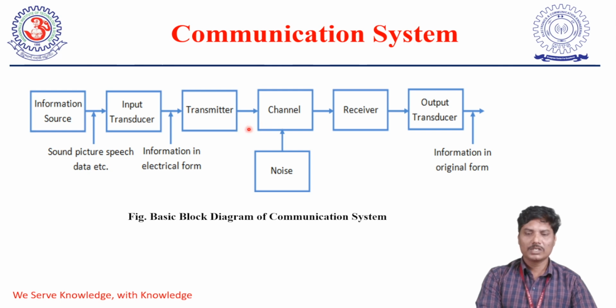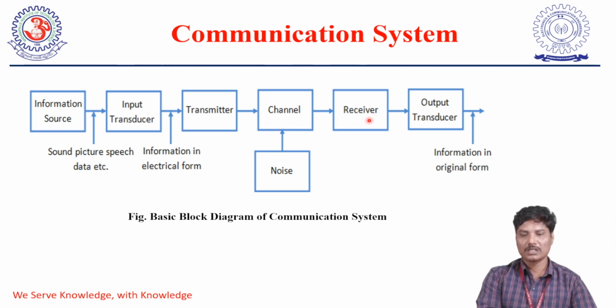This communication channel may be wired or wireless. Wired means we use coaxial cable or optical fiber cable. Instead of that, we can use wireless, which means we directly send the signal from the transmitter into the air. That is the radio signal into air, and there the channel is nothing but the air. It is going to reach the receiver, where the air acts as a medium or channel between the transmitter and the receiver. That type of communication we call wireless communication.